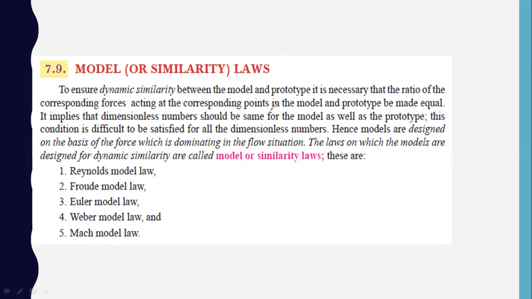To ensure dynamic similarity between the model and prototype, it is necessary that the ratio of the corresponding forces acting at the corresponding points of the model and prototype be made equal. It implies that the dimensionless number should be the same for the model as well as the prototype. So in all the types of laws, for example, Reynolds model law is nothing but the Reynolds number of the model being equal to the Reynolds number of the prototype. That's the law. Likewise, Froude model law, Euler model law, Weber model law, and Mach model law. We will see these things.